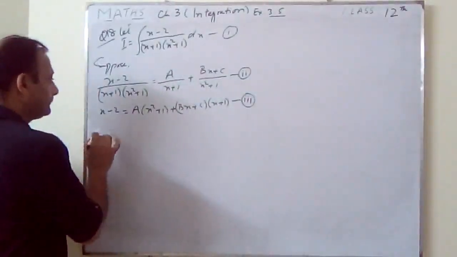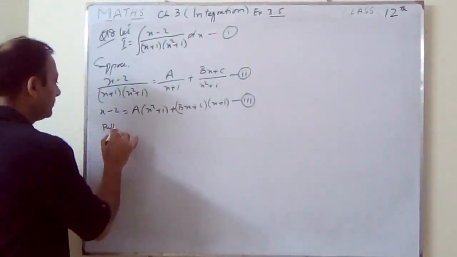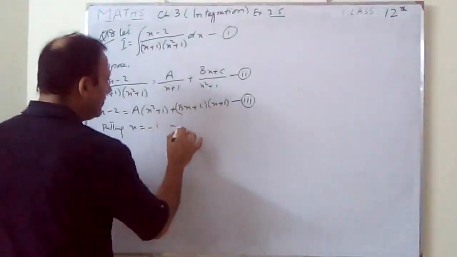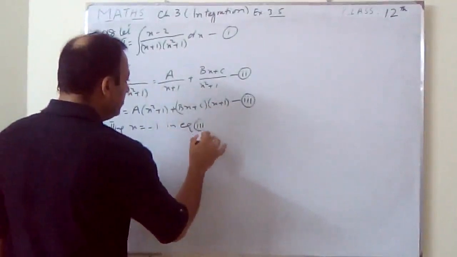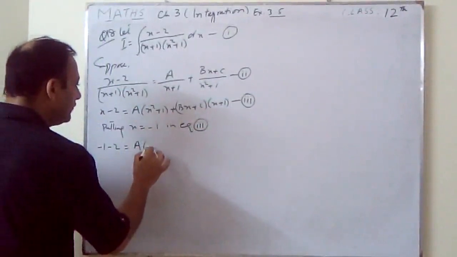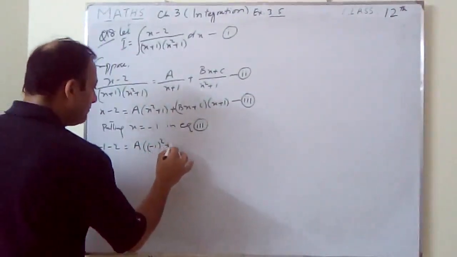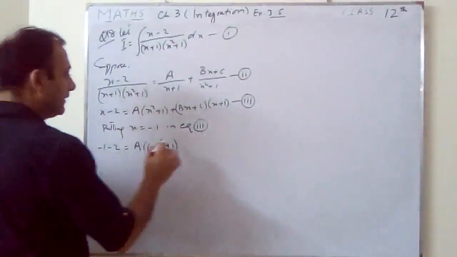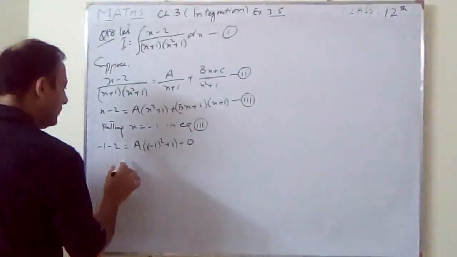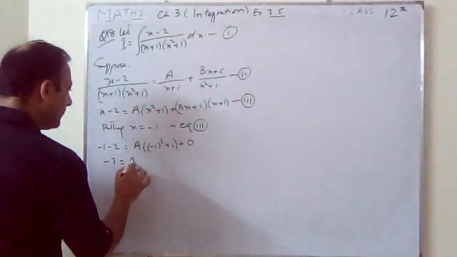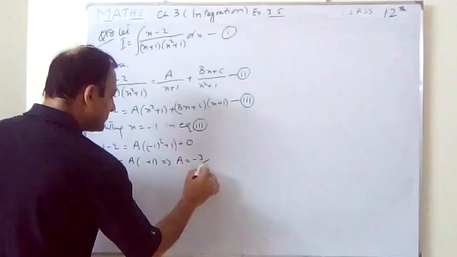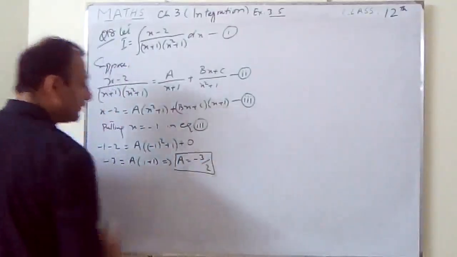So here, putting x is equal to minus 1 in equation number 3: minus 1 minus 2 is equal to A into (minus 1 square plus 1) plus this complete term is 0. So minus 3 is equal to 2A, so A is equal to minus 3 by 2.